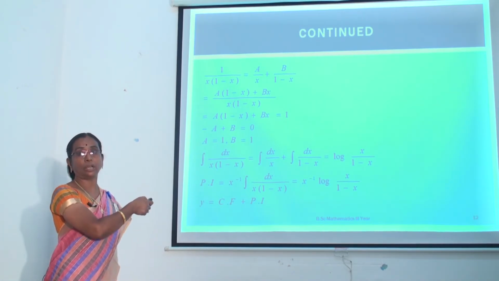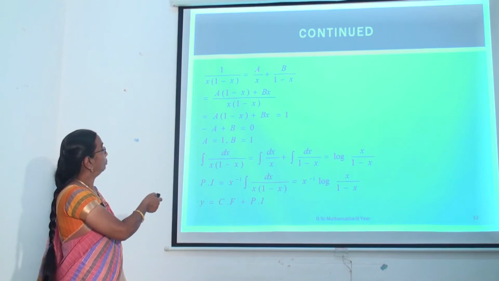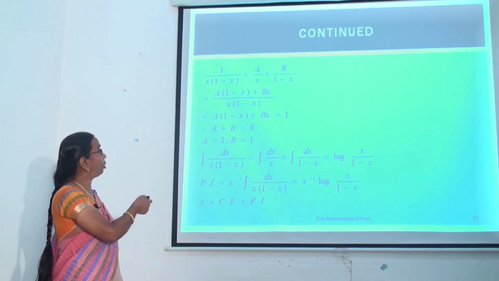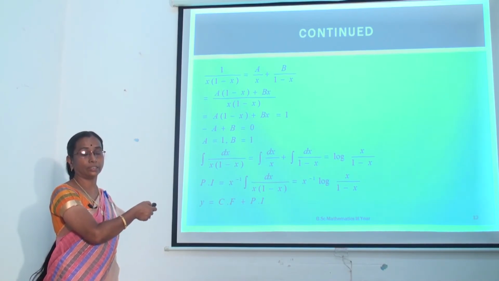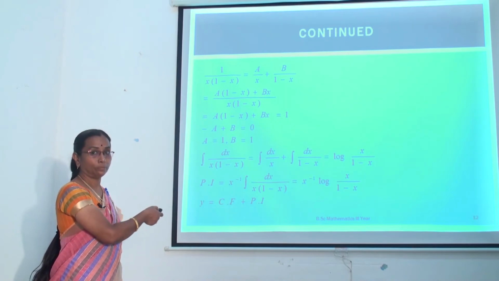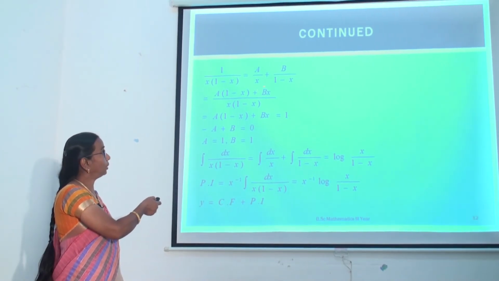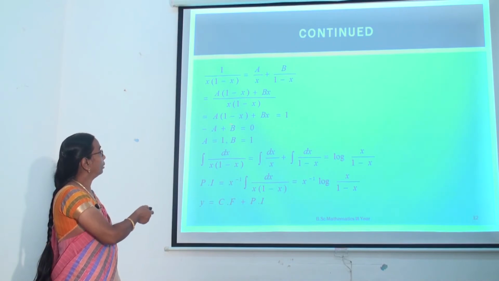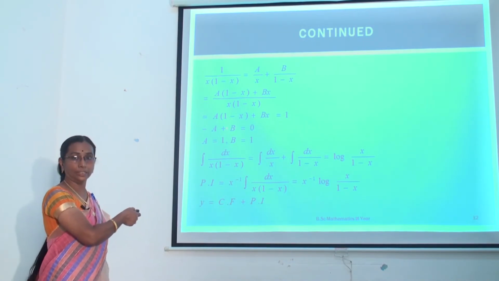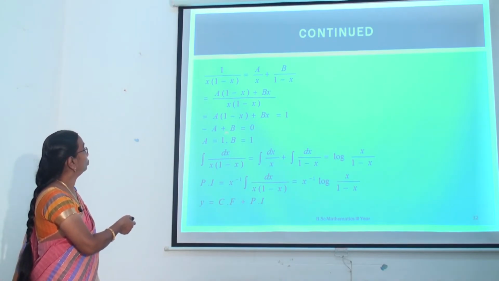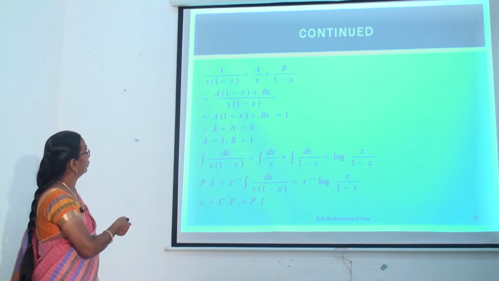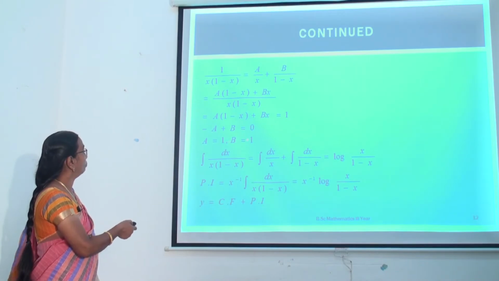It's nothing but, when you apply the partial fraction method, it will be A by x plus B by (1 minus x). When it is in product, we cannot find the integral, so using the partial fraction method we can find the integration. So we can write this as A by x plus B by (1 minus x). Take the LCM and equate the numerator terms: you will get A into (1 minus x) plus Bx is equal to 1. By giving values for x, you will get two equations, that is minus A plus B is equal to 0, and from this you can find A and B. A is equal to 1, B is equal to 1.